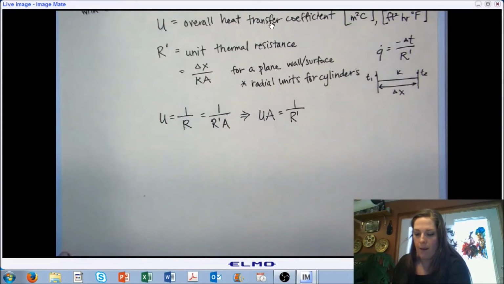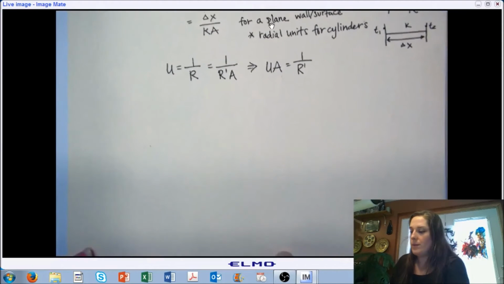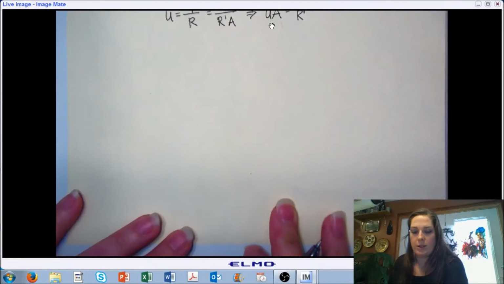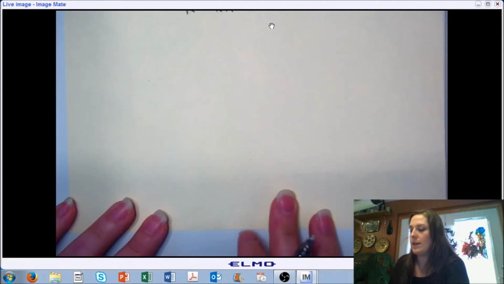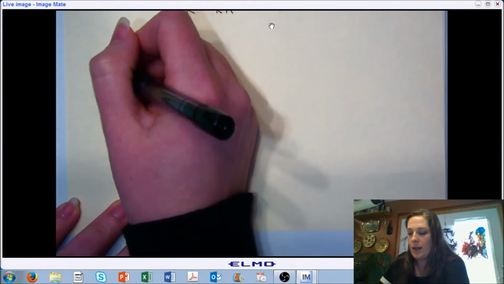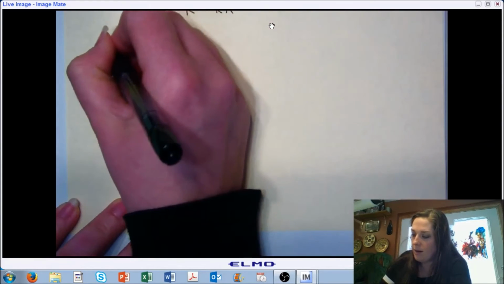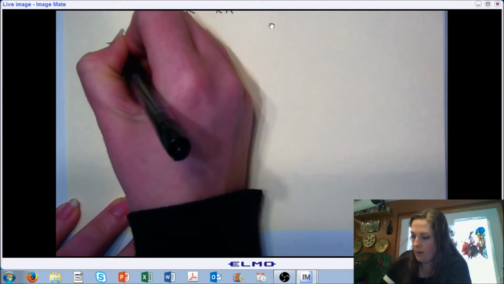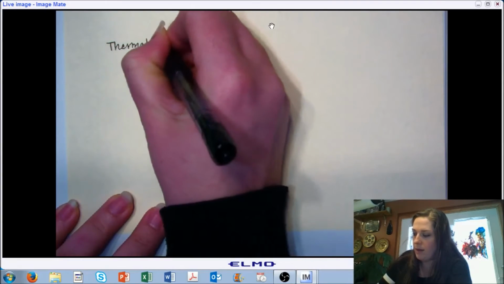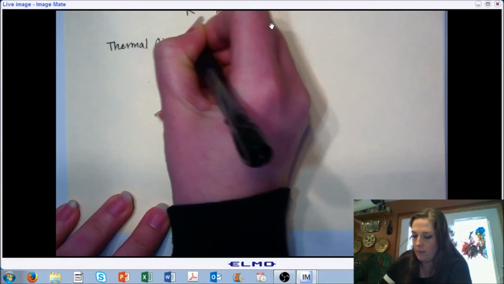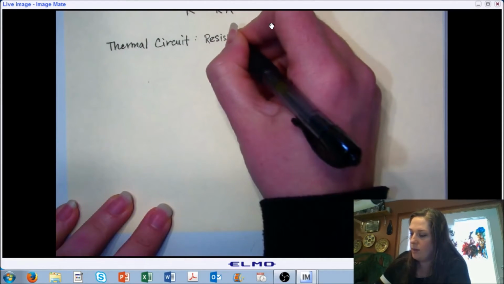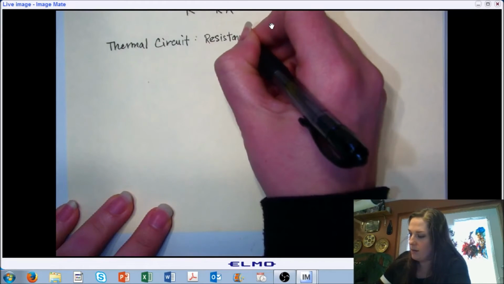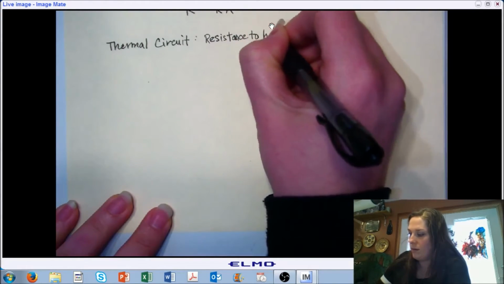All right. So those are some of our terms and notations. And then we are going to end by talking about how we can represent thermal resistances. We are going to use the analogous representation of an electrical circuit. So visually it looks the same. Mathematically it has a little bit of a caveat we have to take a look at, but we're going to look at resistance to heat flow.